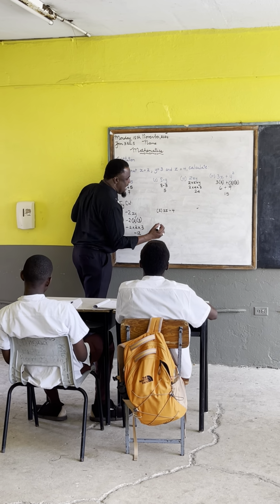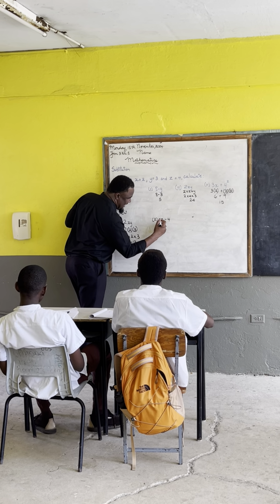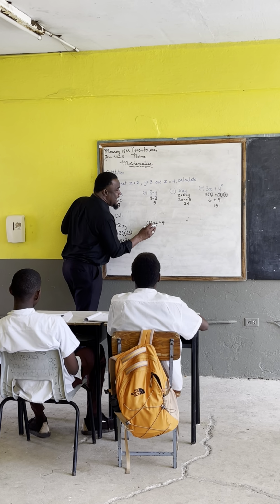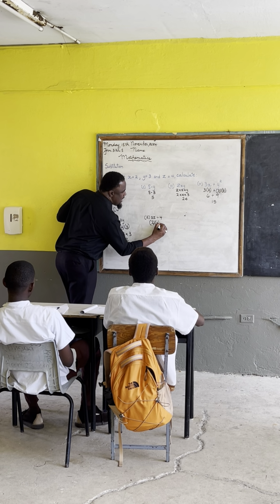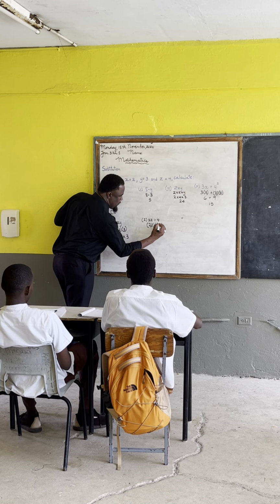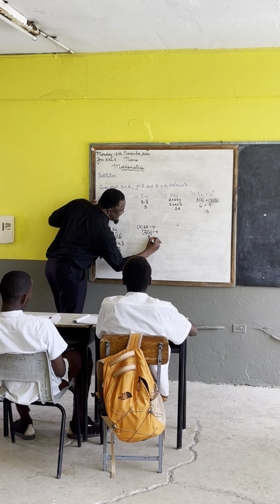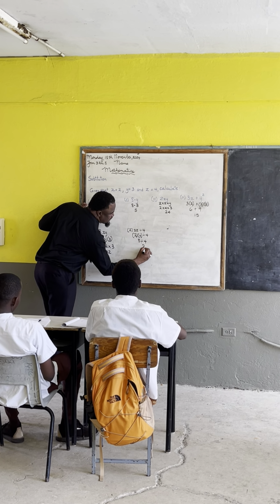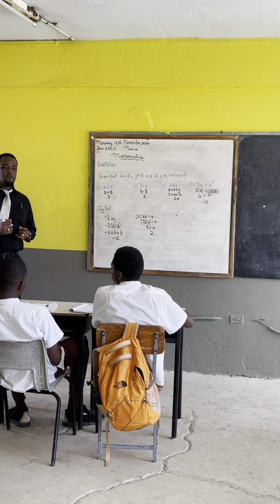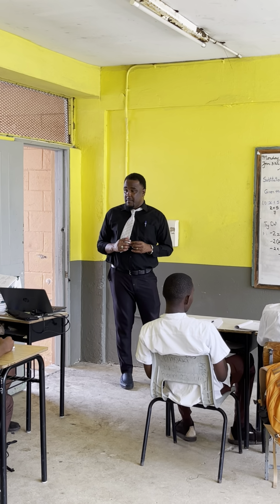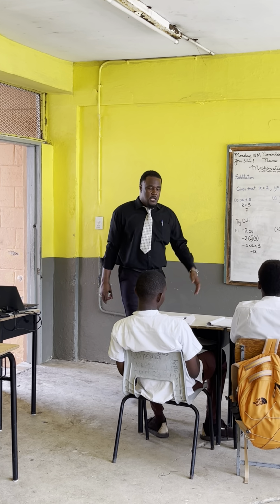xz is the same as x times z. The value of x is 2. And the value of z is 4. And we're dividing that by 4. 2 times 4 is 8. 8 divided by 4 is 2. Right. Is that clear to everybody? Yes. Good.